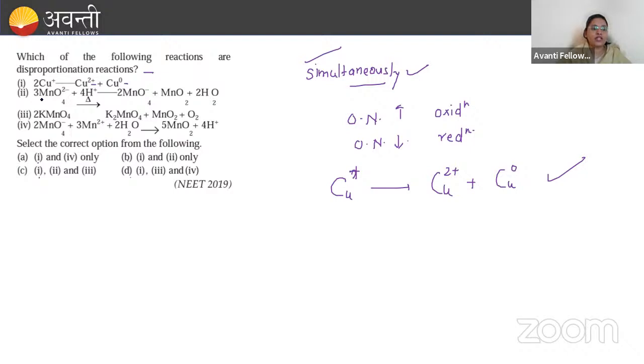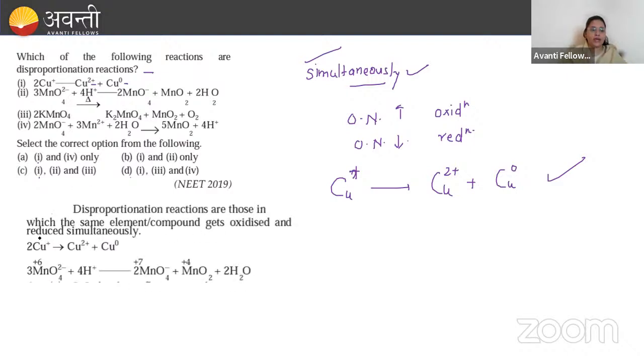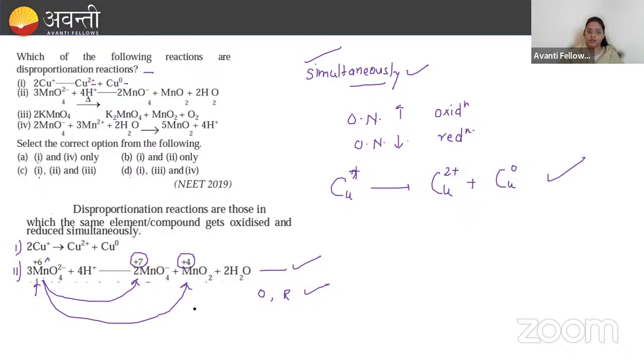Okay. So the next reaction is 3MnO4 2-, plus 4H+, giving 2MnO4- plus MnO2 and 2H2O. In this reaction, this was the first reaction and this was the second reaction. In MnO4 2-, manganese is in the +6 oxidation state, and it changes to +7 in this compound and +4 in this compound. So you can observe that this is an increase in oxidation number and this is a decrease in oxidation number. Increase means oxidation, decrease means reduction. So here oxidation as well as reduction is taking place, and that's why this reaction is again a disproportionation reaction.